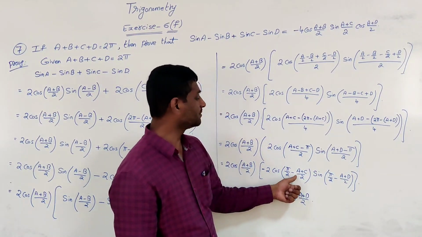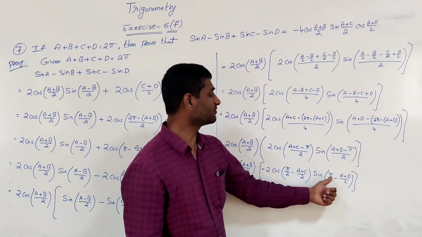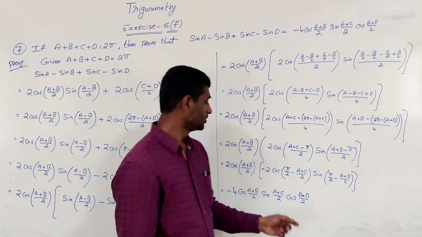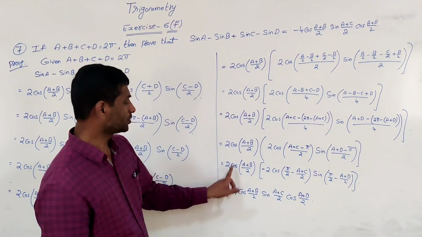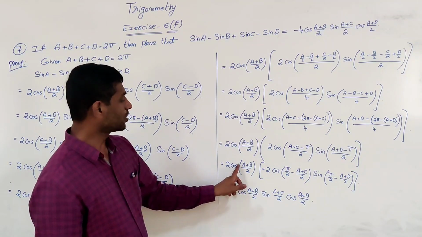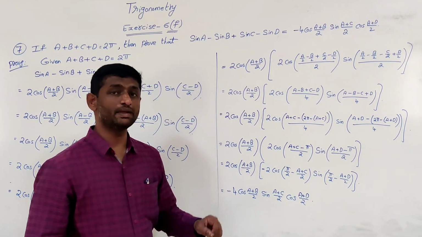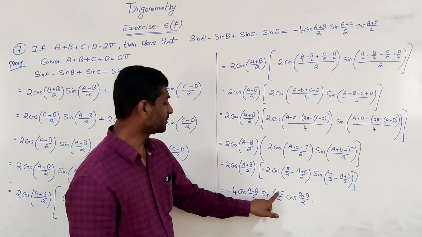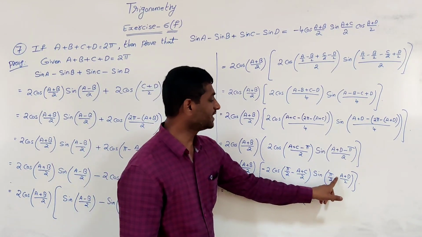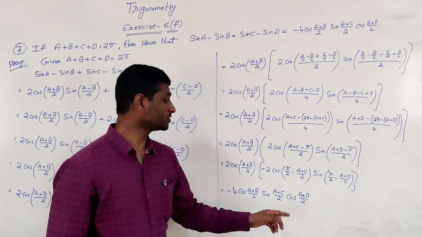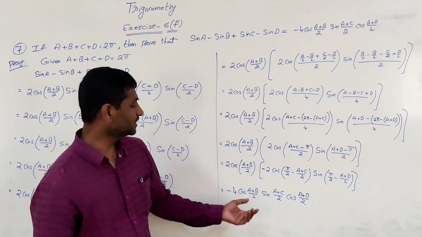So cos of 90 minus theta is sin theta and sin of 90 minus theta is cos theta. So 2 into minus 2 is minus 4. Cos of (a plus b)/2, cos of 90 minus (a plus c)/2 is sin (a plus c)/2, and sin of 90 minus (a plus d)/2 will be cos of (a plus d)/2. So that is the proof.